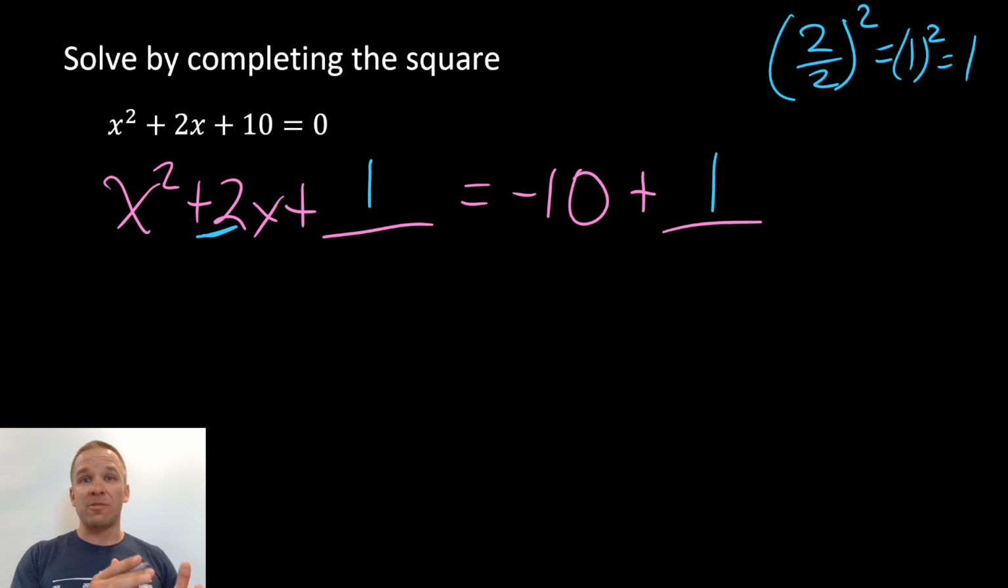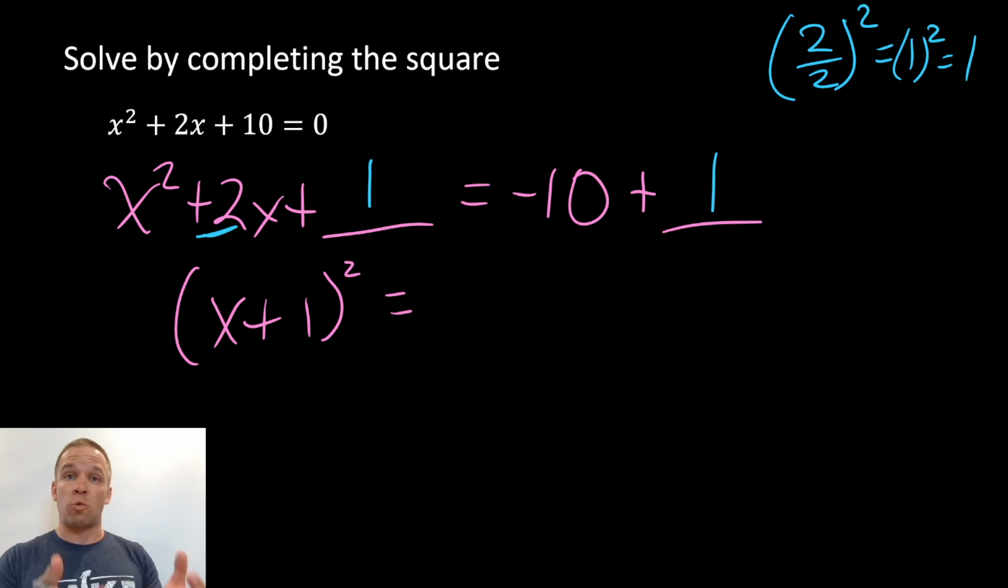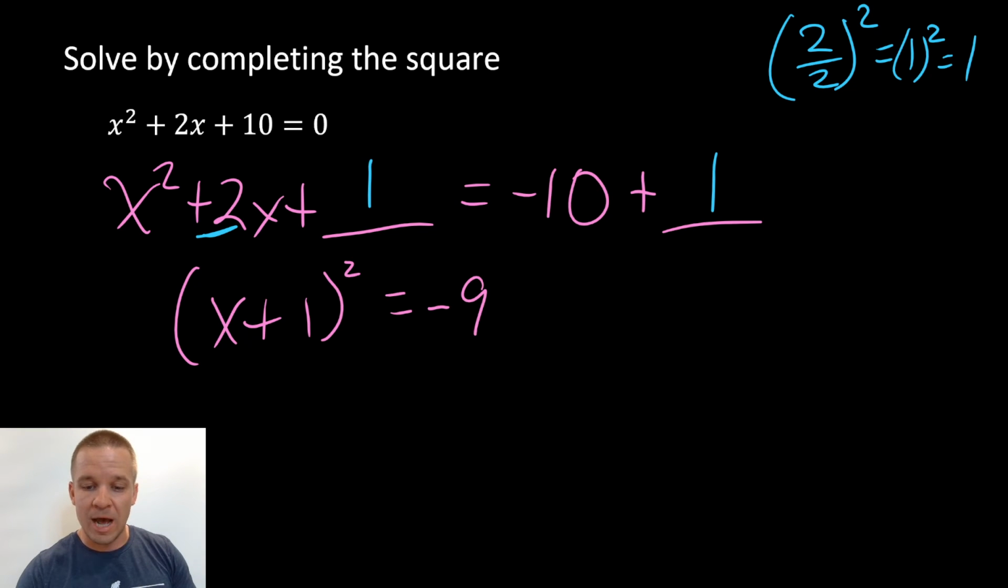Now I can factor that left-hand side, and it's going to be a binomial squared, because x plus 1 and x plus 1, the 1 times 1 would give me 1, and 1 plus 1 would give me 2. So I can just write that as x plus 1 quantity squared. And that's the whole point of completing the square, to get that binomial squared so we can use square roots to then solve. So I'm left with negative 9 over here.